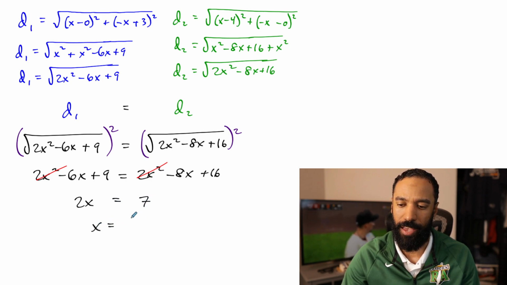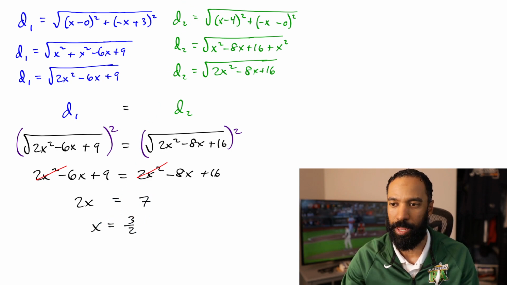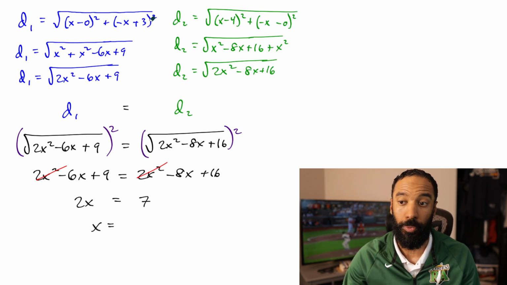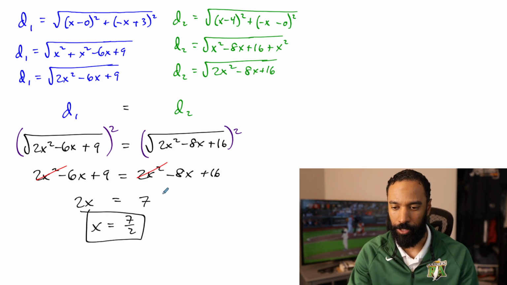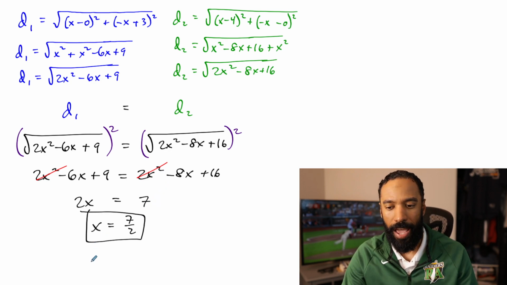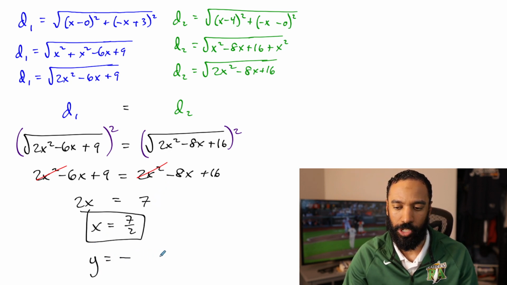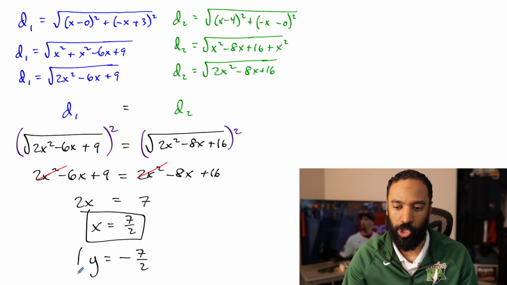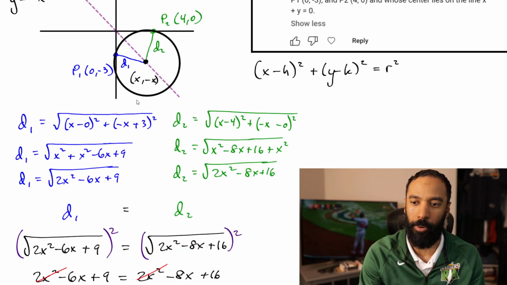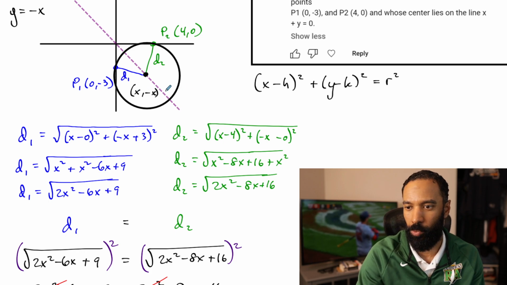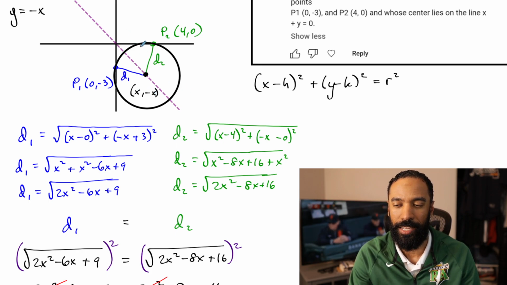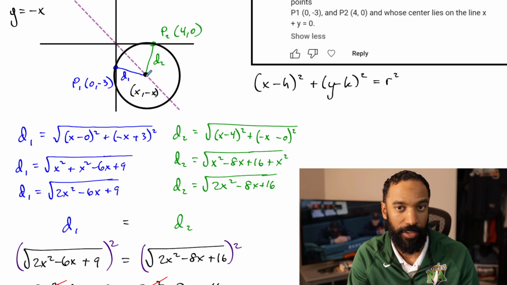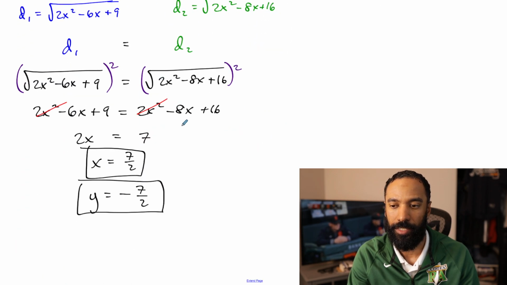So 2x equals 7, x equals, excuse me, not 3 halves, 7 halves, 3.5. 7 halves would be that value. Now, the y value, remember, y equals -x, so y is -7 halves. Straight up, that's it. If I'm on a point x comma -x, the y value is the opposite of x. So we're at 7 halves comma -7 halves, just like that.